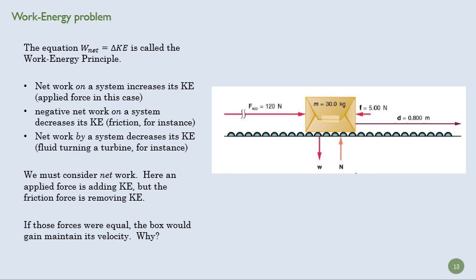Okay, so there's no net work being done on the box if friction and force are equal. The kinetic energy is staying the same, and the net work is equal to 0.